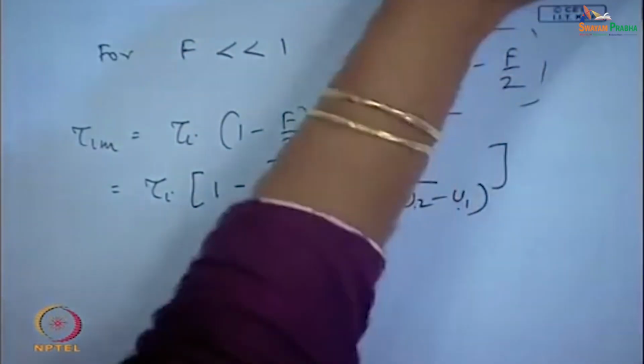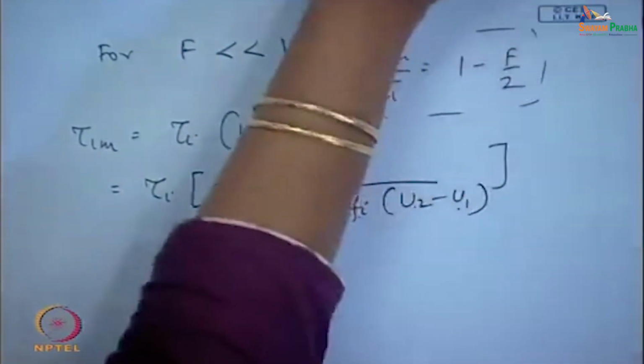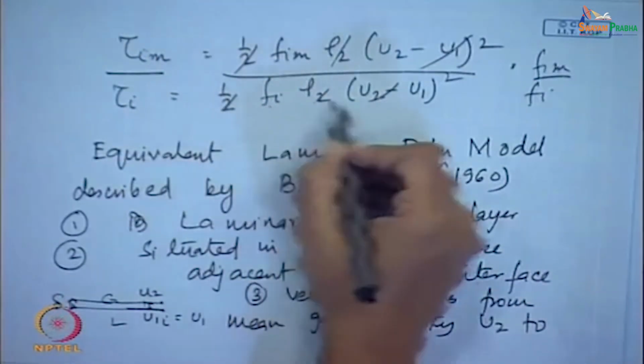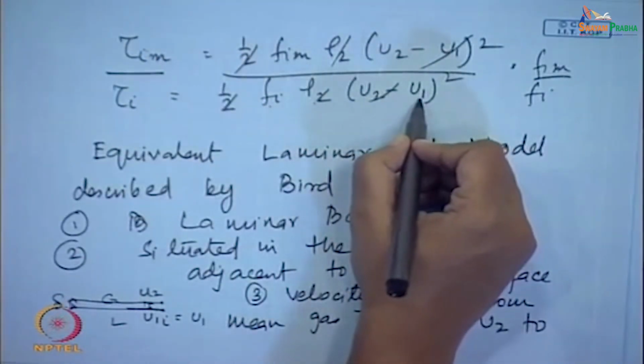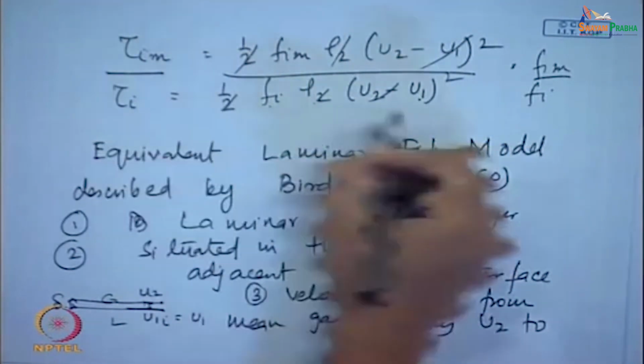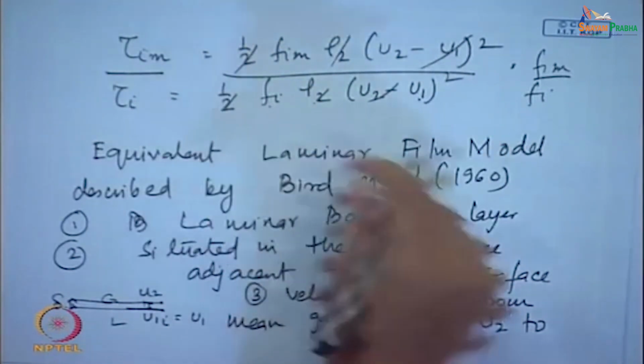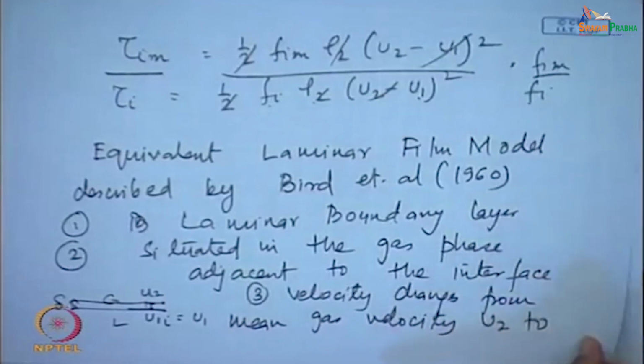If you see here, your rho 2 f I into u 2 minus u 1, what will it be? It will be 2 tau I by u 2 minus u 1, isn't it? Is this part clear to all of you?